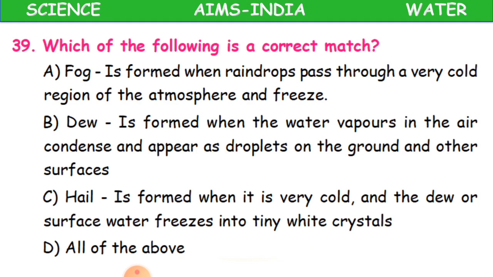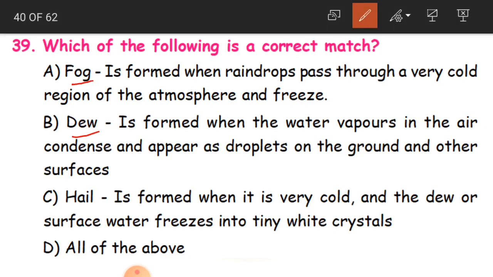39th question children. Which of the following is a correct match? Here you have been given some words which are connected with water, like fog, dew, hail. All these are water only, but different forms. So which one is the correct match that we have to identify? Fog is formed when raindrops pass through a very cold region of the atmosphere and freeze. Okay. Dew is formed when the water vapors in the air condense and appear as droplets on the ground and other surfaces. Okay. Hail is formed when it is very cold and the dew or surface water freezes into tiny white crystals. Okay children, and D is all the above.